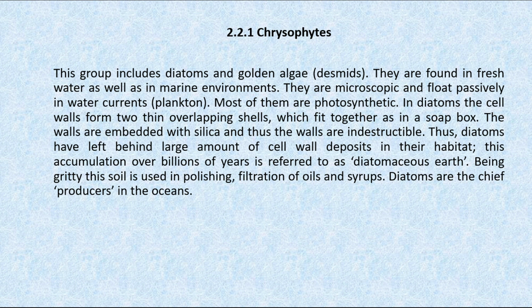In diatoms the cell walls form two thin overlapping shells, which fit together as in a soap box. The walls are embedded with silica, and thus the walls are indestructible. Thus, diatoms have left behind large amounts of cell wall deposits in their habitat. This accumulation over billions of years is referred to as diatomaceous earth. Being gritty, this soil is used in polishing, filtration of oils and syrups. Diatoms are the chief producers in the oceans.